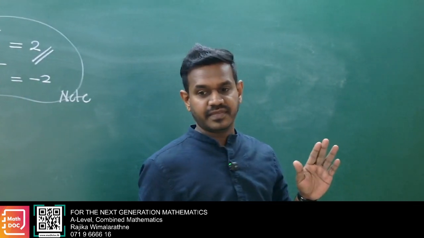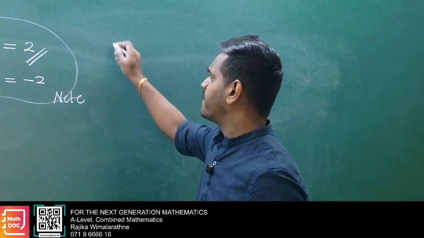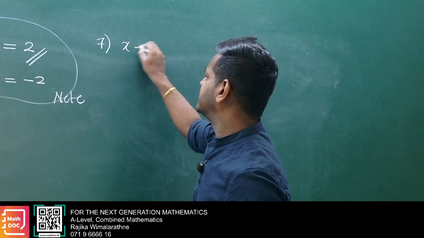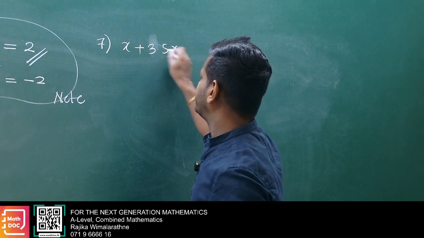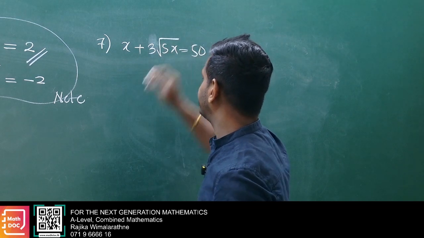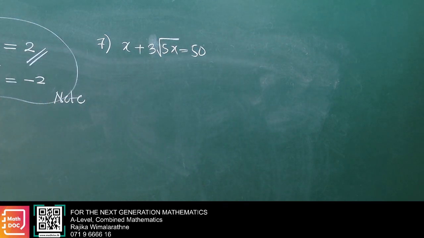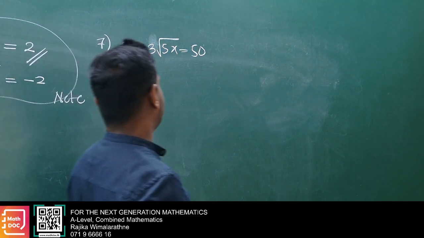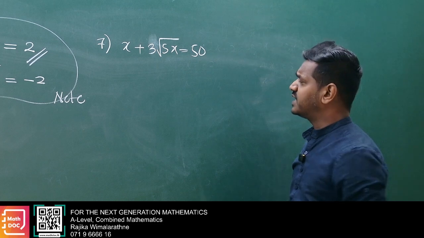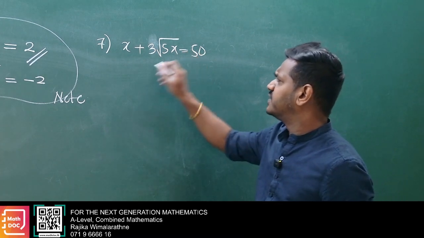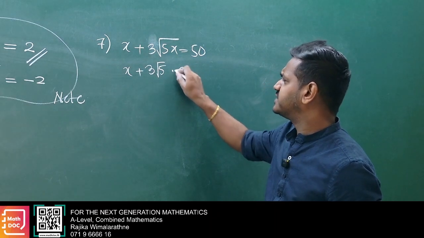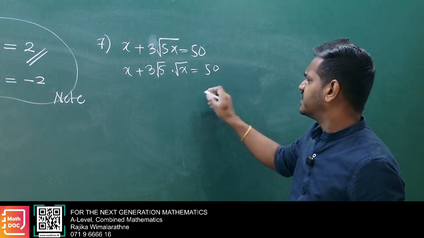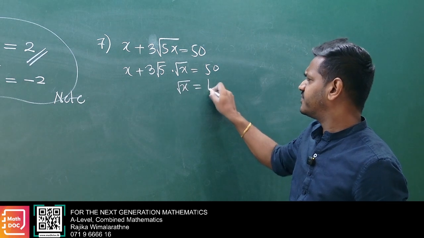Question number 7. x plus 3 root 5 root x equals 50. Then you can take substitution. Here, take x plus 3 root 5 root x equals 50. Then take root x equals t.